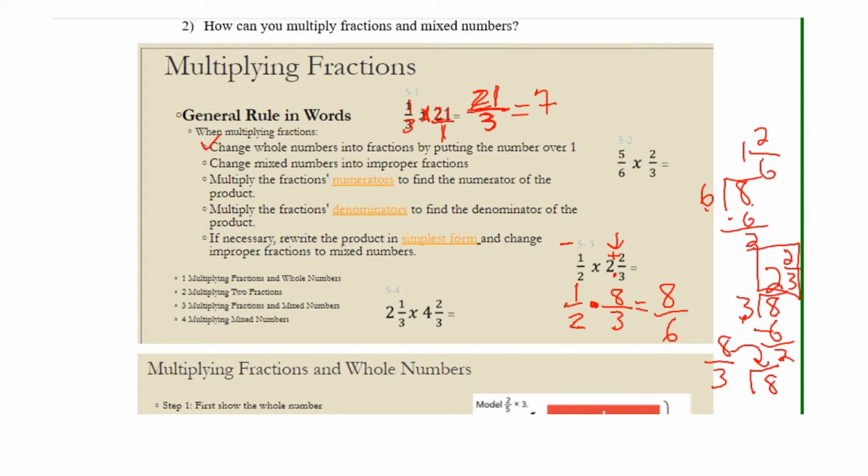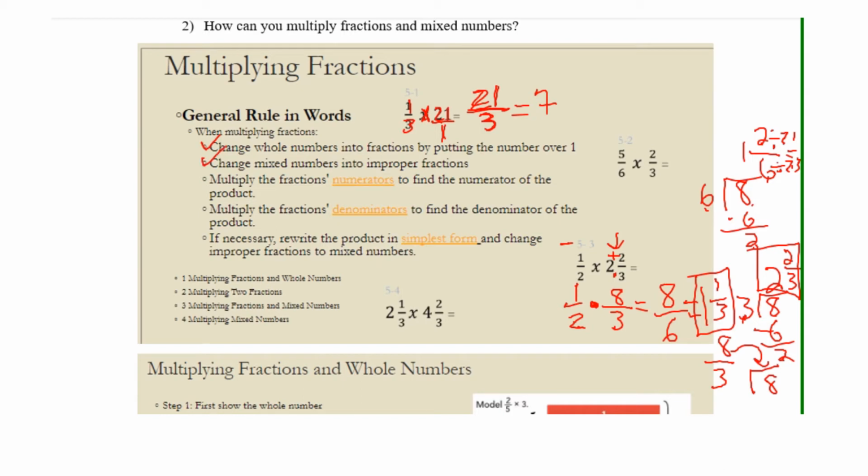And then I can simplify this by dividing both the numerator and denominator by 2, which is going to give me 1 and 1/3. Because 2 divided by 2 is 1, and 6 divided by 2 is 3. All right, so that is going to be 1 and 1/3. So that's the second general rule.